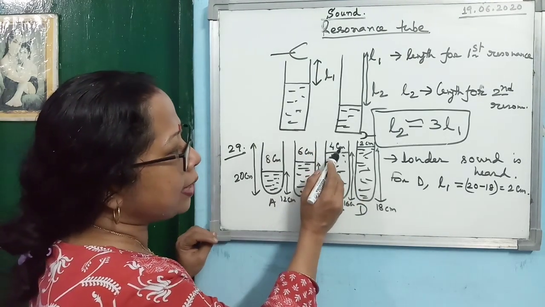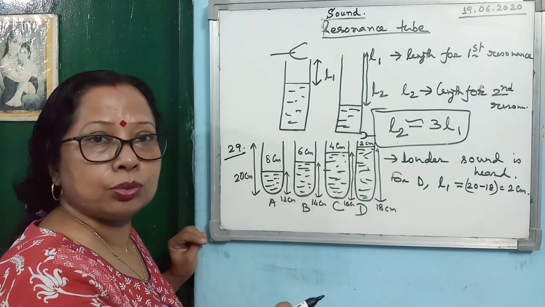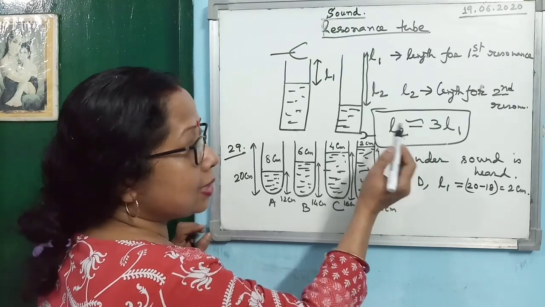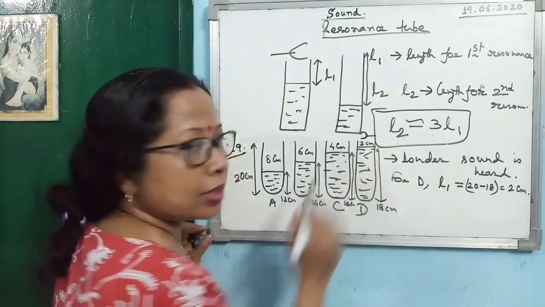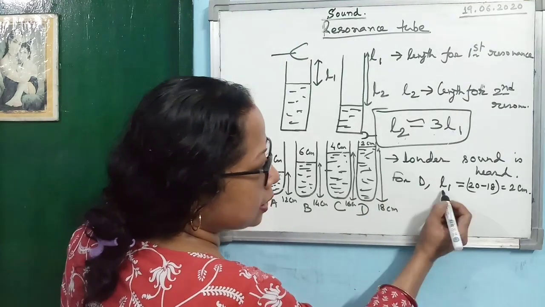Because you see 4 is twice of 2 centimeter, isn't it? Double of 2. Clear? But what is the second resonating length? The second resonating length is thrice the first resonating length. Is that clear? So the first resonating length is 2 centimeter.